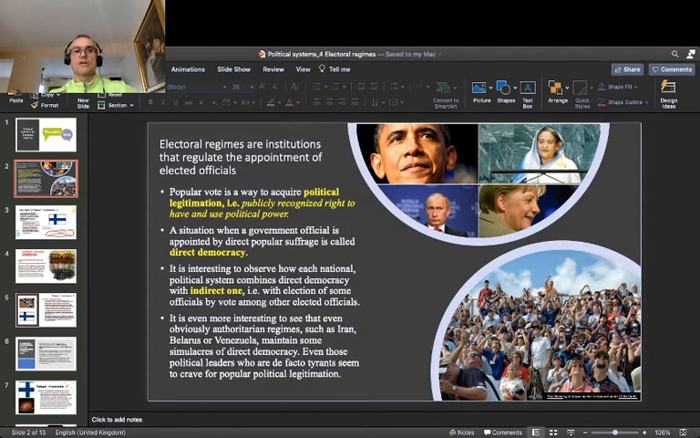So here is the first basic concept: electoral regimes are institutions that regulate the appointment of elected officials. So that's the definition. And now I will start from the end, from the bottom of the slide, from the last bullet point of the slide.